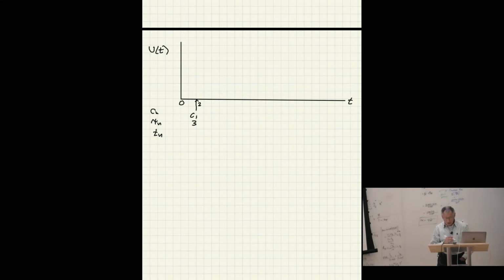Now, how much unfinished work is there instantly after that customer arrives? Yes? 3, exactly. So let's draw that. Suddenly, this unfinished work jumps up by 3. And let me indicate that here. Now, until the next customer arrives, how will the unfinished work behave?